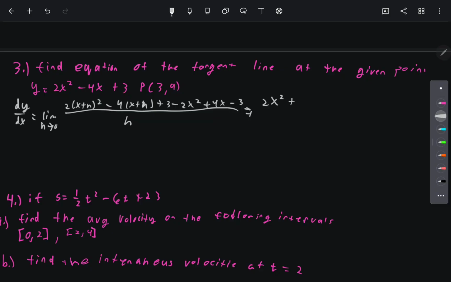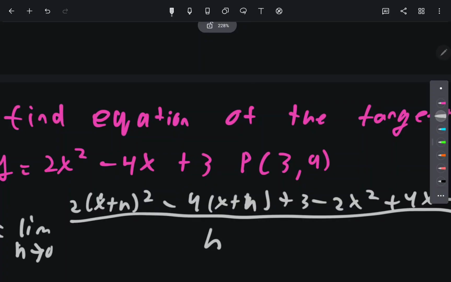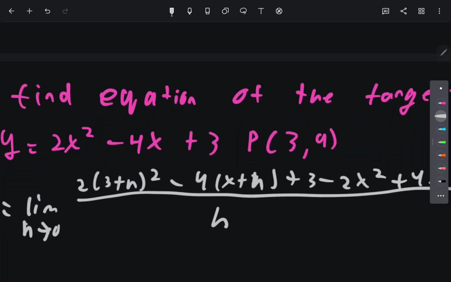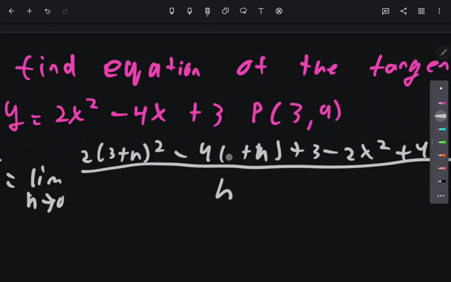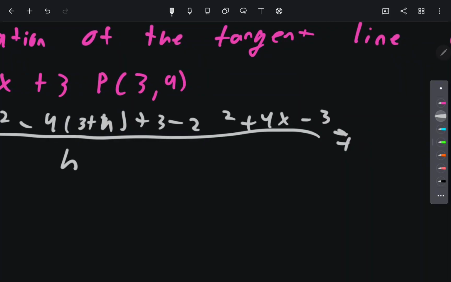Ooh, give me one moment. I made a mistake. I want to call this value 3. We are evaluating this at 3. So we want to replace all of our x's with 3's. This is really just a foreshadow of what we're doing in the next video. The derivative as a function.